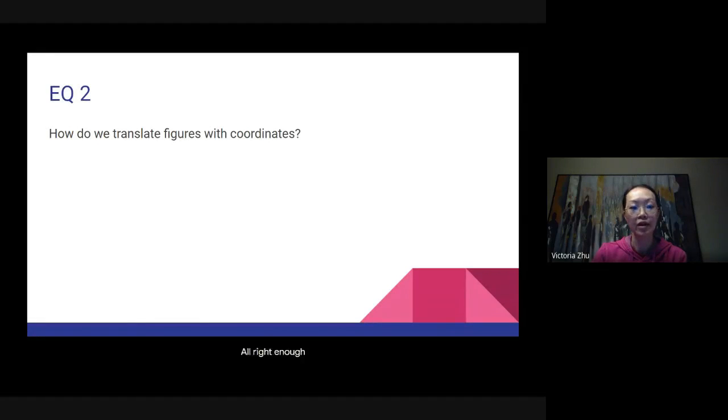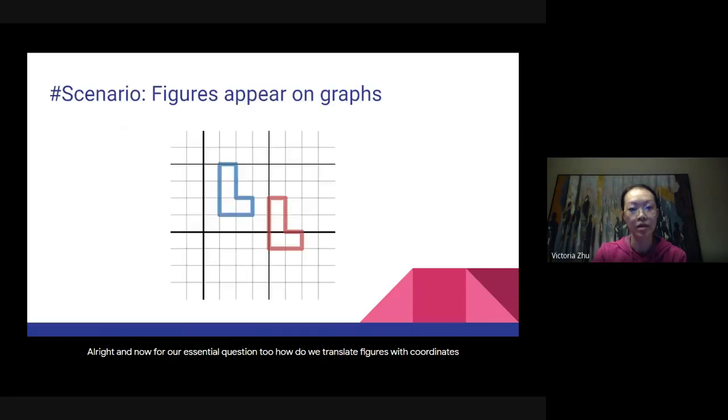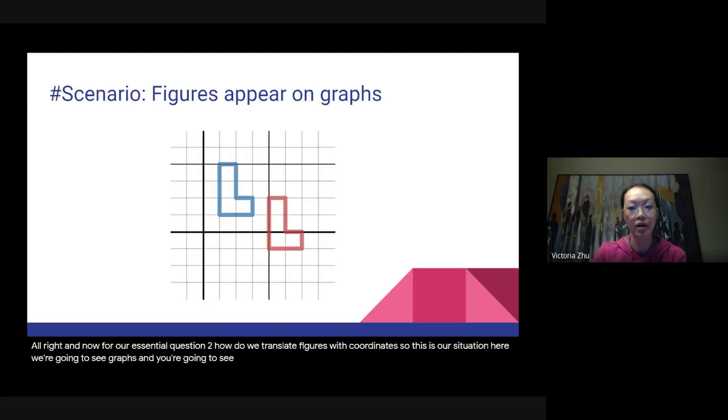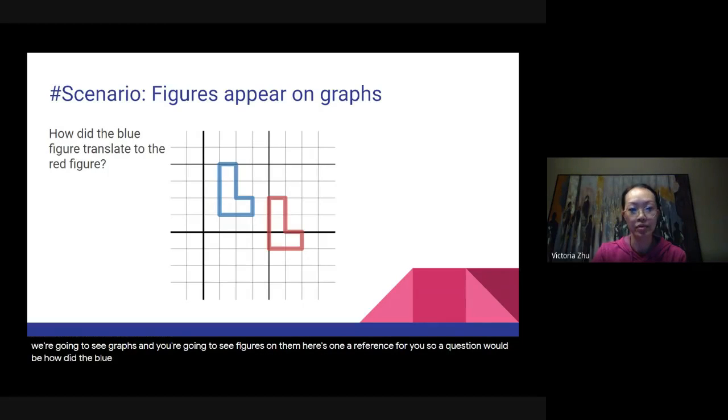All right, and now for our essential question 2. How do we translate figures with coordinates? So this is our situation here. You're going to see graphs and you're going to see figures on them. Here's a reference for you. So a question would be, how did the blue figure translate to the red figure?